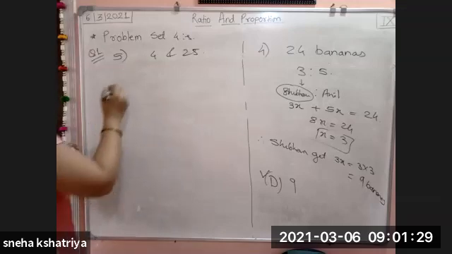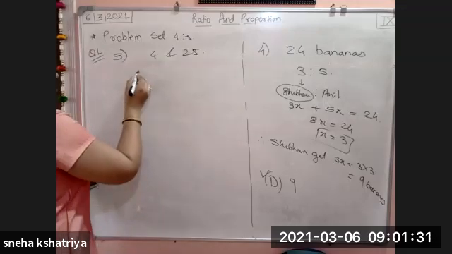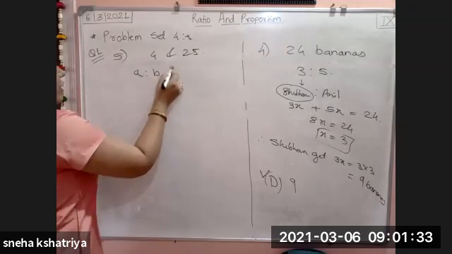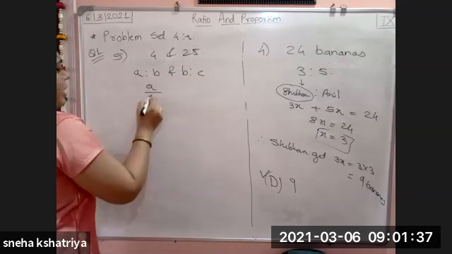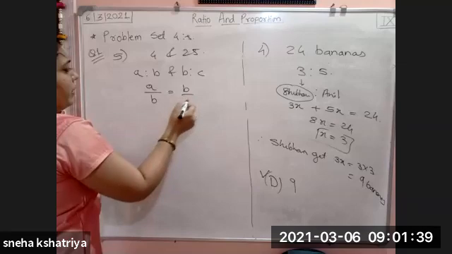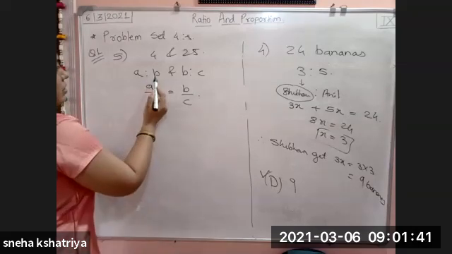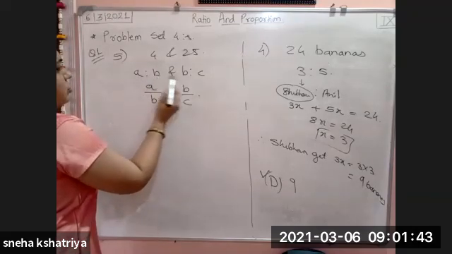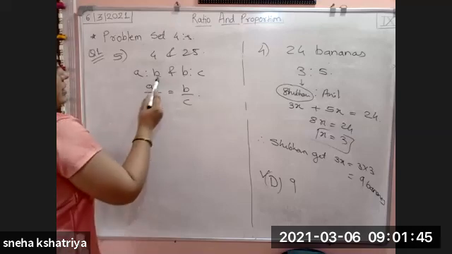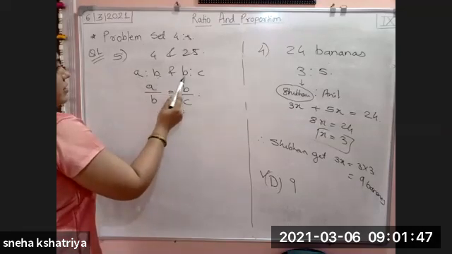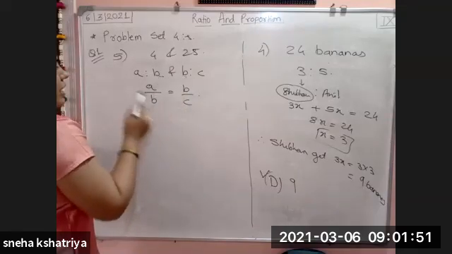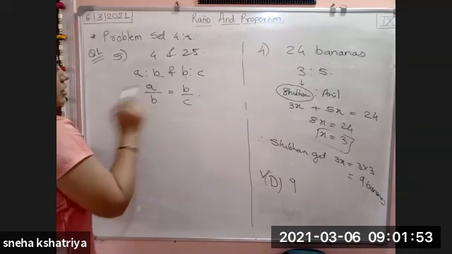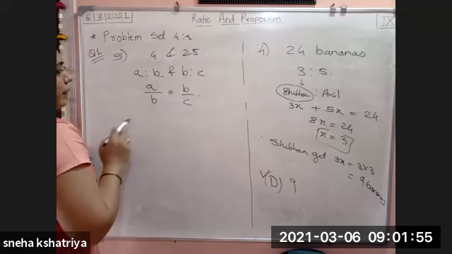We know that if two ratios are like this, A as to B and B as to C, then we can write them as A upon B is equal to B upon C, because the predecessor of the first and the successor of the second are the same. Then we can write the given ratios in this form: A upon B is equal to B upon C.